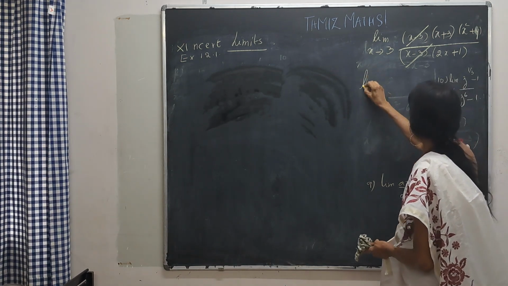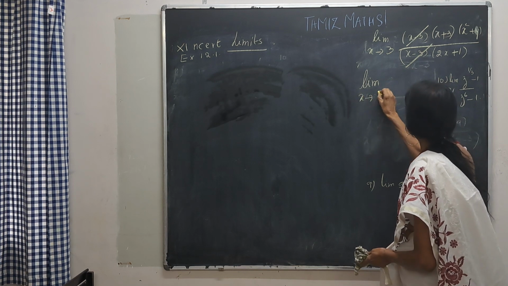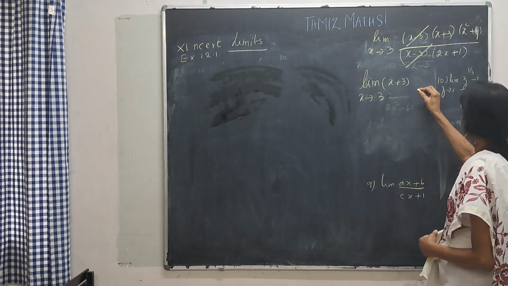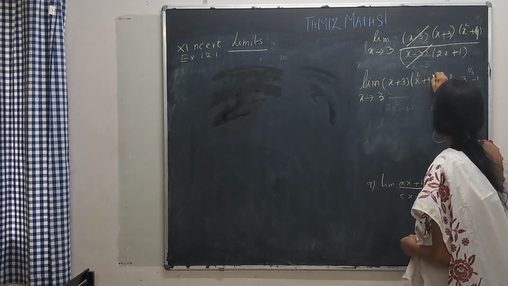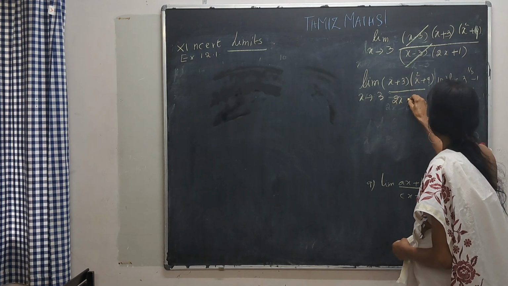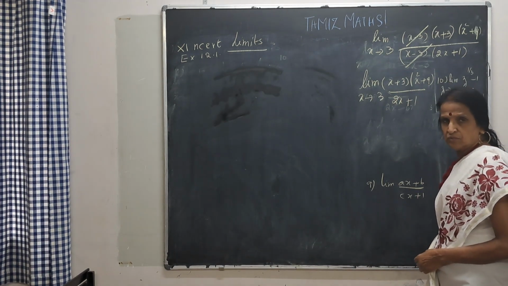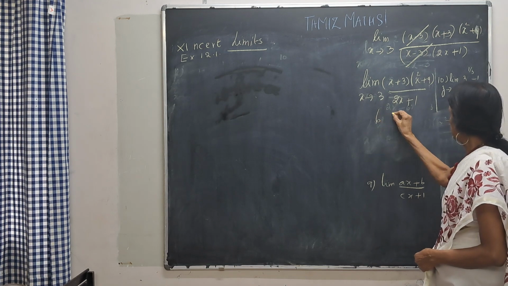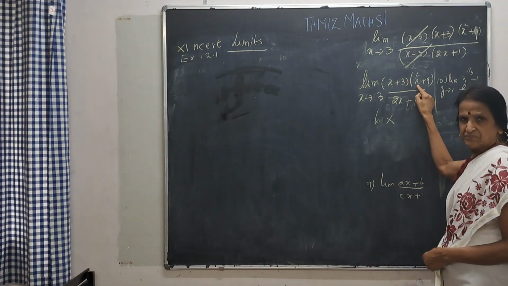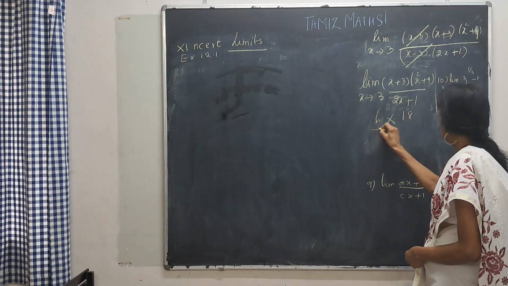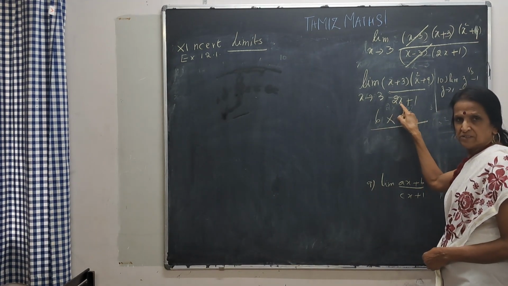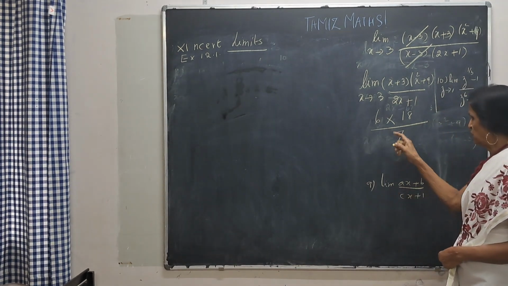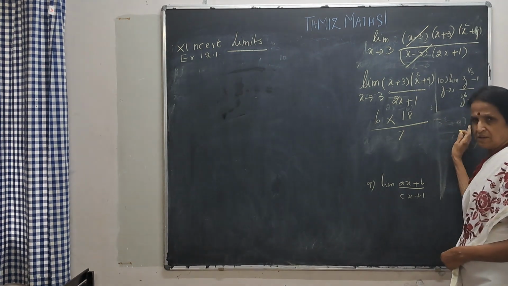This is limit x tends to 3 of (x plus 3) into (x square plus 9) by (2x plus 1). Obviously, it doesn't take any 0 by 0 form. It has to end in the next step. Apply limit: 3 plus 3, 6, into x square 9, 9 plus 9, 18, by 2 into 3, 6, 6 plus 1, 7. So it is 6 into 18 by 7. You can multiply and keep, or you can leave as it is.